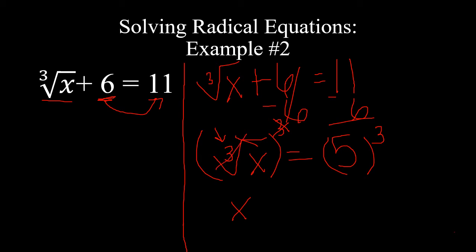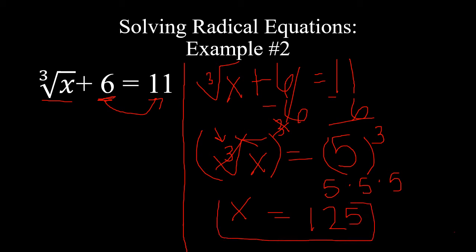And then 5 cubed, what does that mean? It means 3 copies of 5 being multiplied together, right? 5 times 5 times 5. So 5 times 5 is 25. And 25 times 5 is 125, which leaves us with x equals 125.